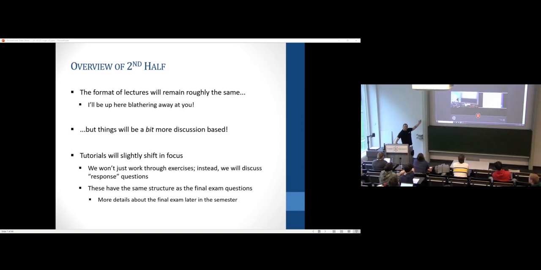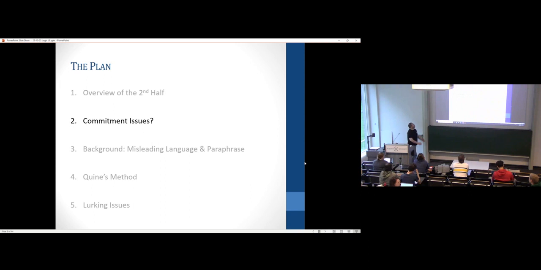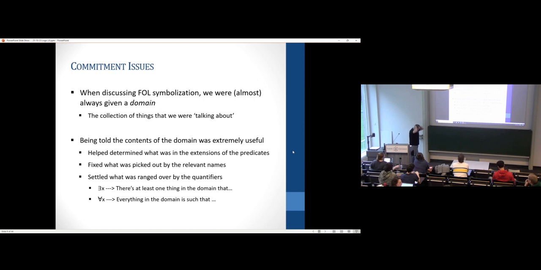Nice. Okay. So let's go back. Beautiful. So, commitment issues. So when we were doing FOL, a lot of times, especially when we were doing FOL symbolization, you would be given a domain. Now, a lot of times, you were given an explicit domain. It would say, okay, it's going to be Igmar and Haftor, and that's it. Or, hey, it's people. Or, hey, it's people in anime, for some really jokey examples, right?